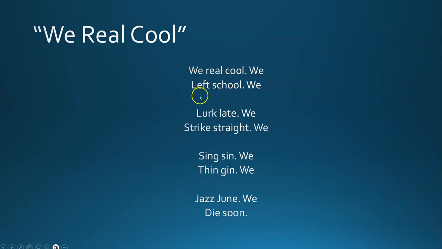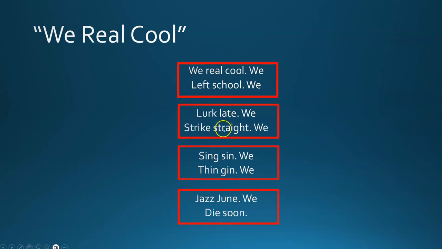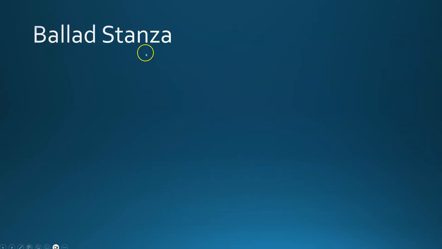Okay, so basically by looking at it, we could say, oh, look, there are four different couplets, because we've broken them up different ways. Notice that these top three here are couplets because they all end with the same word. And they're like, why does it end with the word we? Well, we're going to get to that a little bit later in the video. Okay, then the ballad stanza.